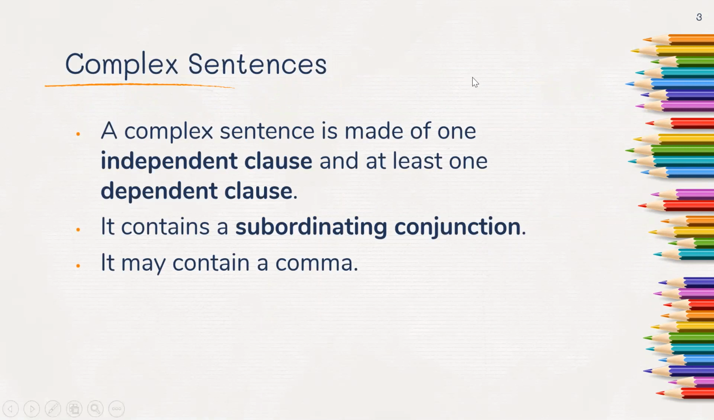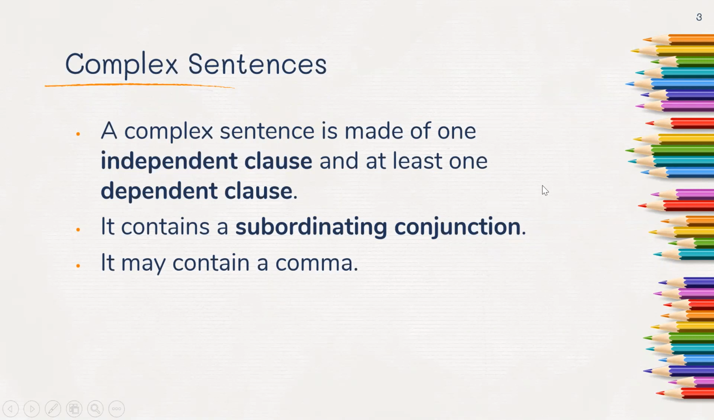A complex sentence is a sentence that is made up of one independent clause and at least one dependent clause. It contains a subordinating conjunction, and it might contain a comma. So that sounds like a lot of big words. I get it. So let's take each part and break it up and talk about it individually, and then we'll kind of put it all back together. All right, so a complex sentence has an independent clause and a dependent clause.